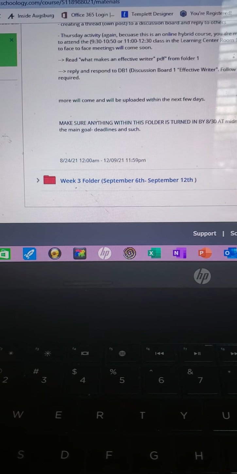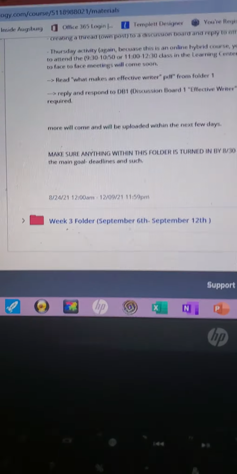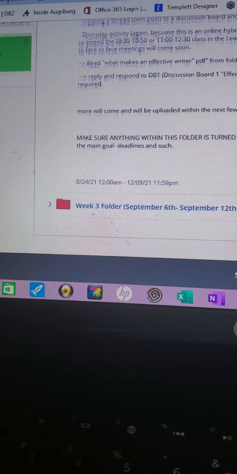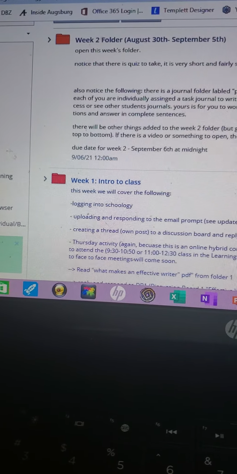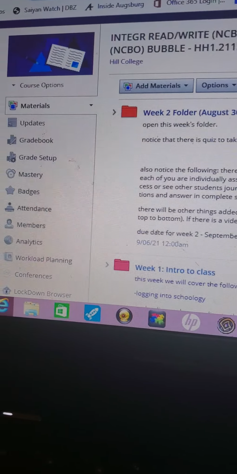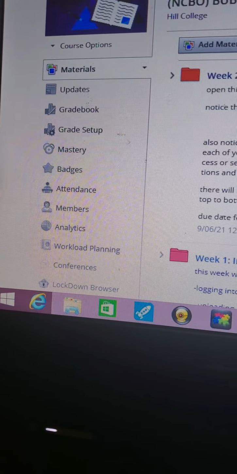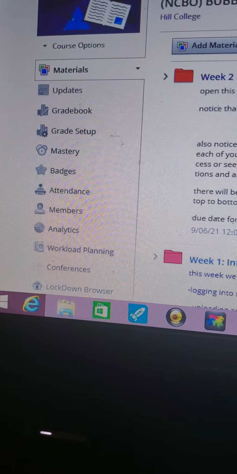Hi everyone, this is a sample test to make sure that everybody can navigate Schoology real quick. I'm going to give you a rundown as to what you should be seeing if you're able to log in. When you go into Schoology, you will always have tabs such as these: materials, updates, and so forth.